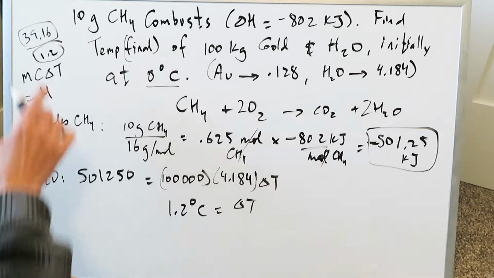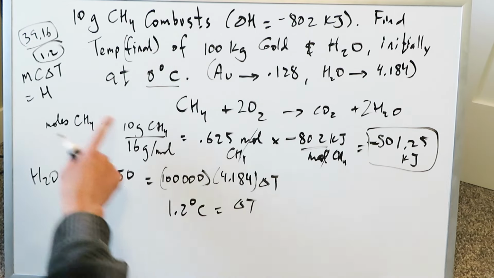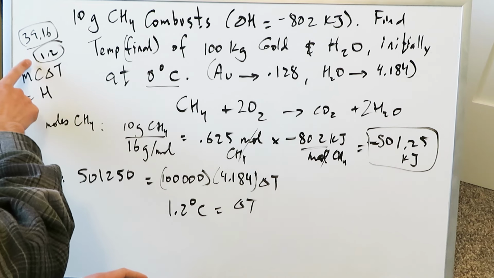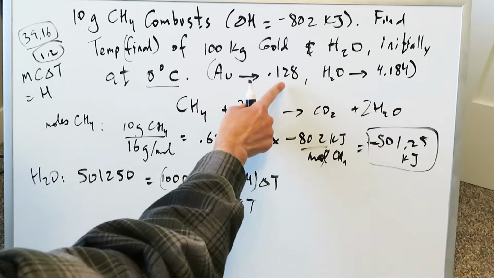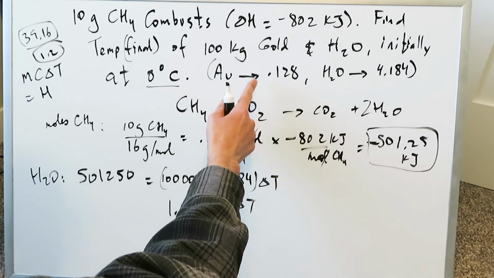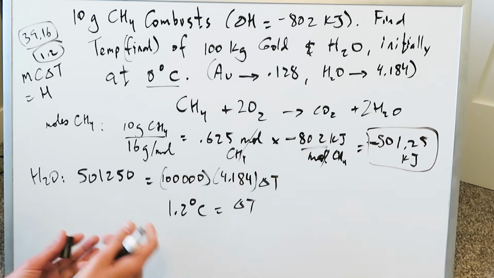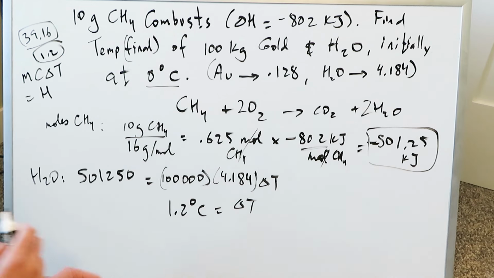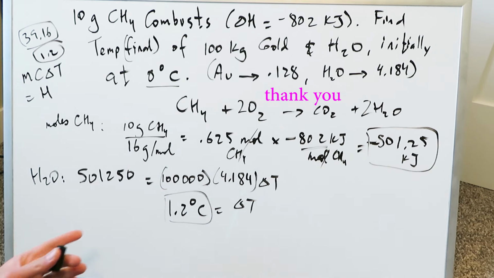The same amount of heat transferred into both gold and water generates a considerable increase in the temperature of gold, but not so much for water, because gold has a very low specific heat capacity. It can absorb heat very easily and it can change its temperature. Water has a very high heat capacity, especially in large volumes. Therefore, the temperature rise is very minuscule, 1.2 degrees Celsius for water versus 39.16 degrees Celsius for gold. And that right there brings us to the end of this calculation.